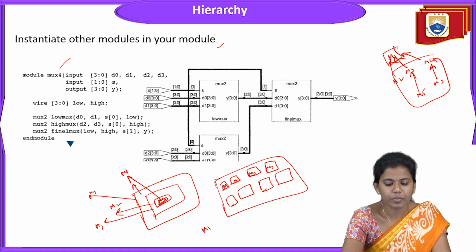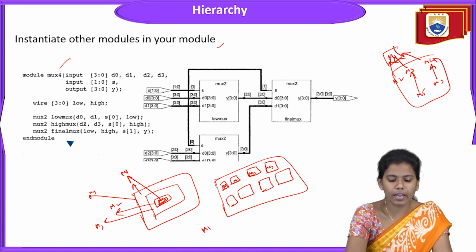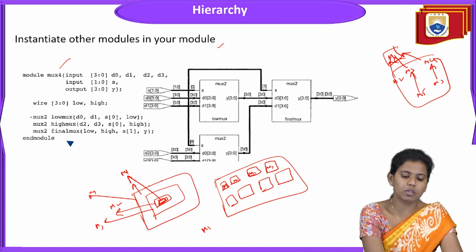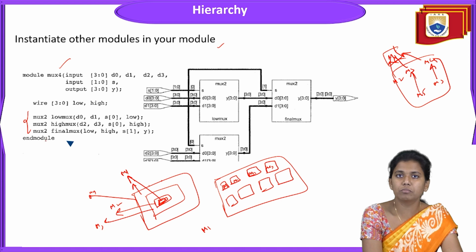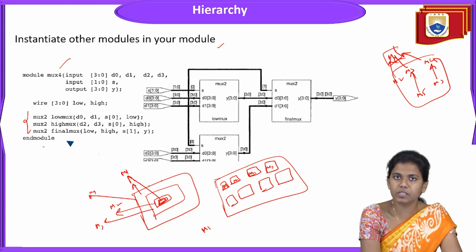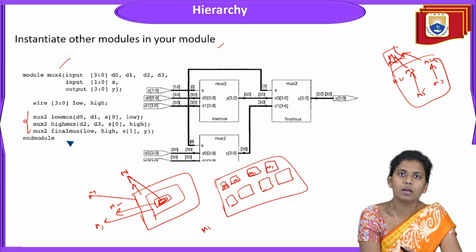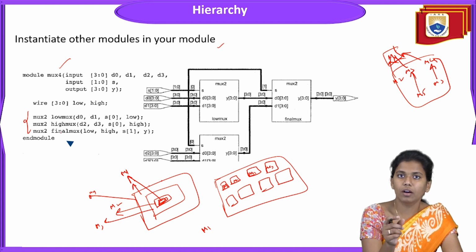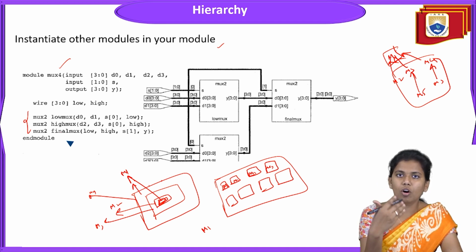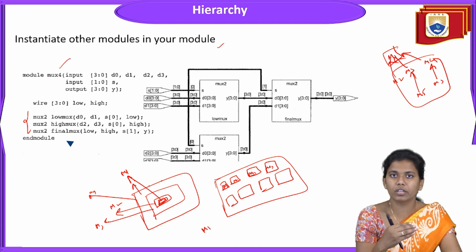So totally, we are talking about the hierarchy under the module concept, right? Here module for low: D0, D1, S1 and low; and high: D2, D3, S0 and high; and for the final mux: low, high, S1 and Y. If you observe, these are the modules. The modules have been represented for each and every particular multiplexer, with the representation of the low, high, or as a final one.